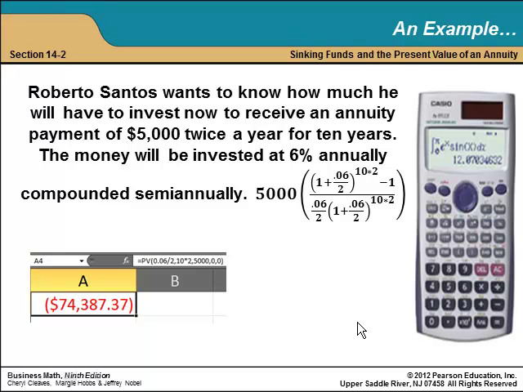Roberto Santos wants to know how much money he will have to invest now, so he wants the present value, to receive an annuity payment of $5,000 twice a year for 10 years. And so if he has $74,387.37 in the bank now, he'll be able to take out that $5,000.